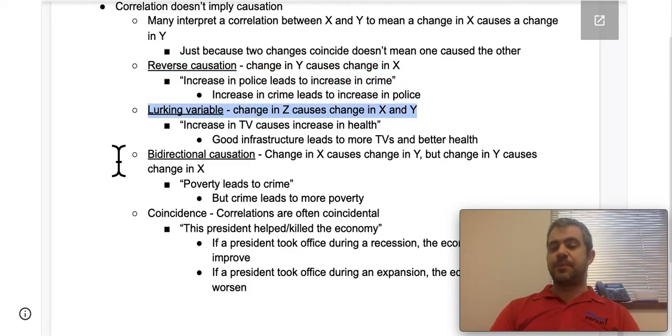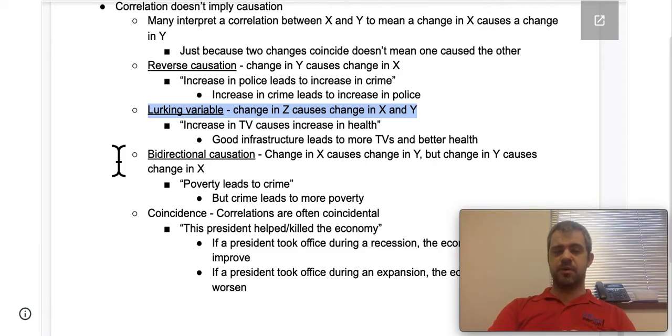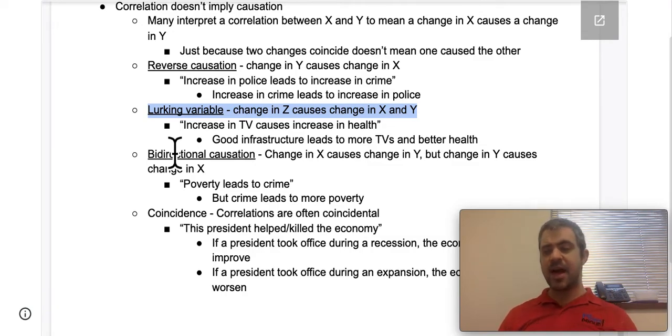Lurking variables happen very, very, very often where you have two variables that are both impacted by a third variable, a lurking variable. Now, an example, they actually found that in many countries, the number of TVs per capita is actually more predictive of good health than number of doctors per capita. What? Okay, so we don't need more doctors, we need more TVs? Like, what's going on here?